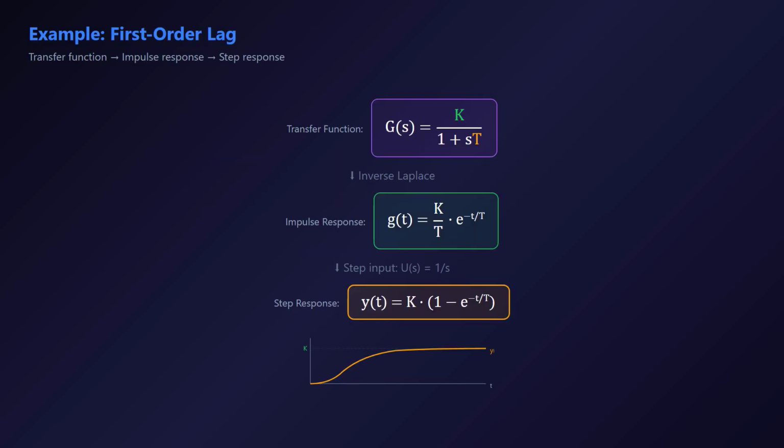Let us see an example. For a first-order lag with G(s) equals K over 1 plus sT, the impulse response is g(t) equals K over T times e to the minus t over T. Applying a step input and using the multiplication rule, we get the familiar step response K times 1 minus e to the minus t over T.